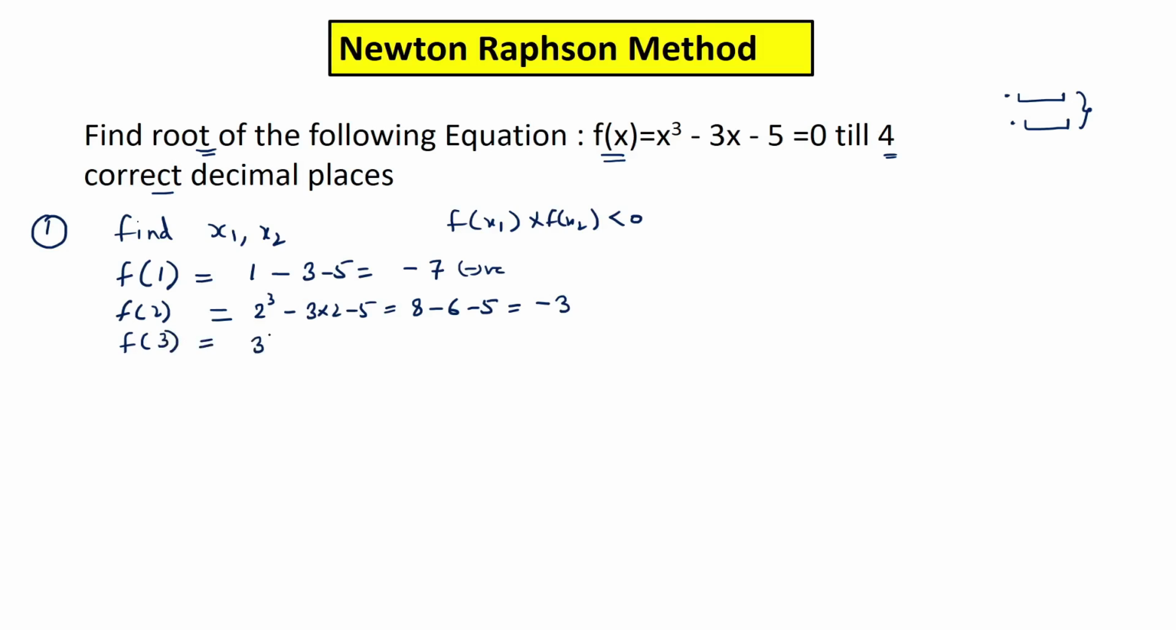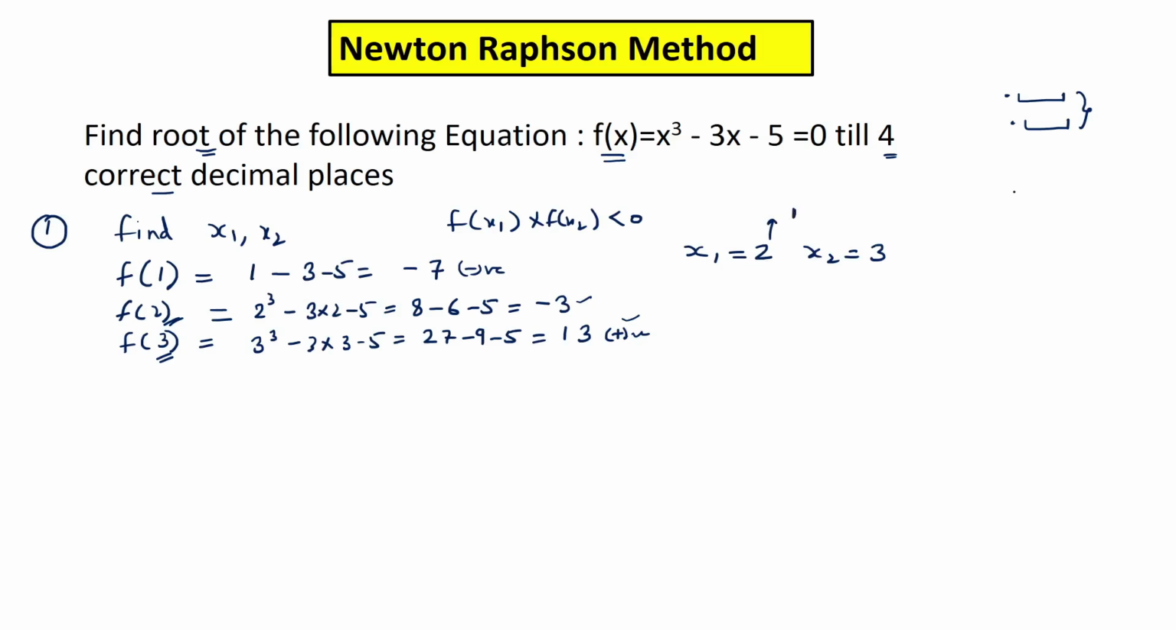So let's put another value. Let's say 3. So this will be 3 cube minus 3 into 3 minus 5, and it will be 13. That means this is a positive value. So this is negative and this is positive. So what we can do, we can take x1 equal to this 2 value, and for x2 we can take this 3 value. We can also take x1 as 1 also.